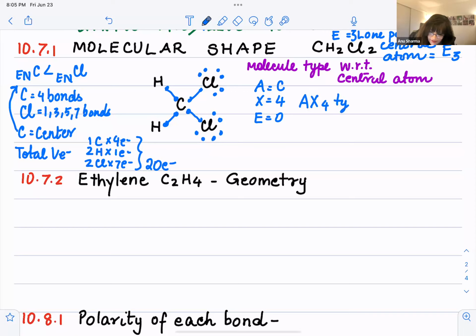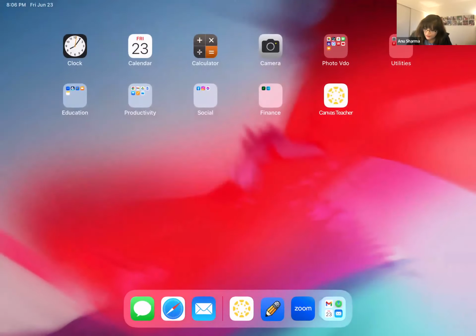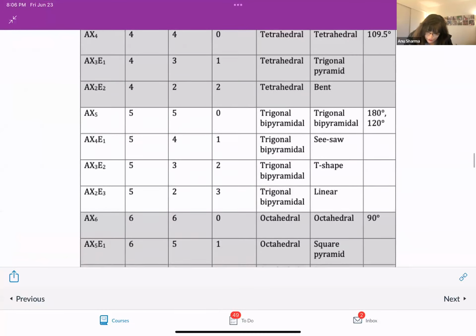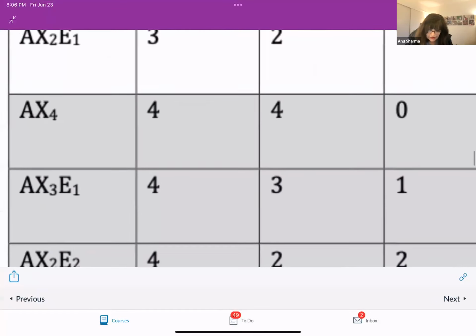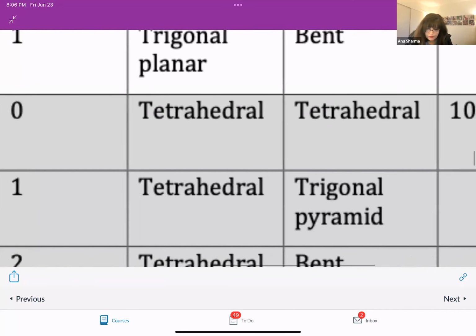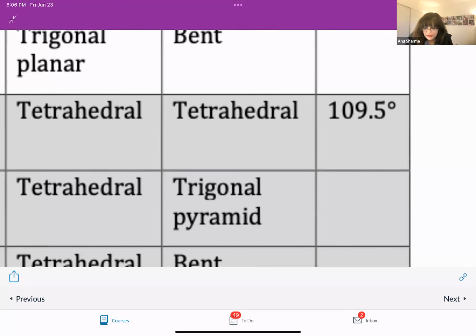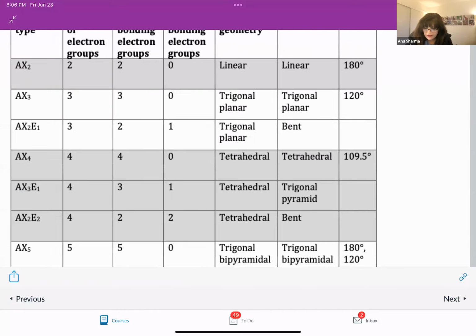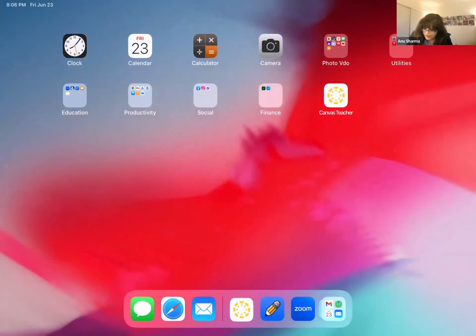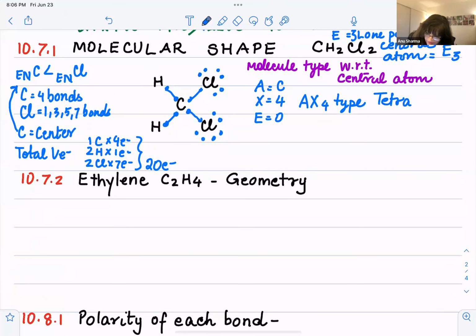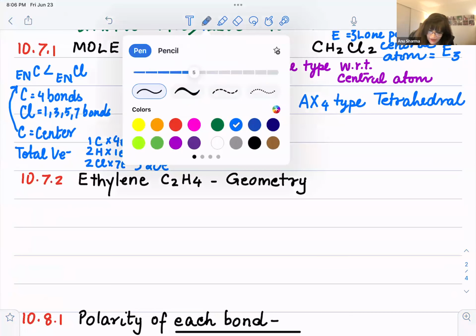So basically this is AX4 type. When it's AX4 type, where do you go? AX4 means there are 4 bonded atoms and no lone pair on the central atom, so 0 lone pairs, tetrahedral electron group geometry. Tetrahedral is also the molecular geometry, and the angles are 109.5. So here the electron group geometry and molecular geometry are both tetrahedral, so it's a tetrahedral molecular shape, but you have to draw it.